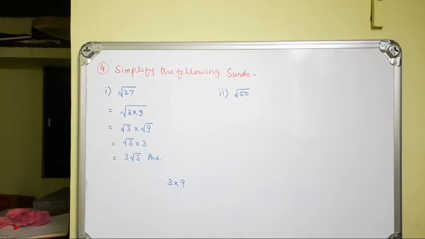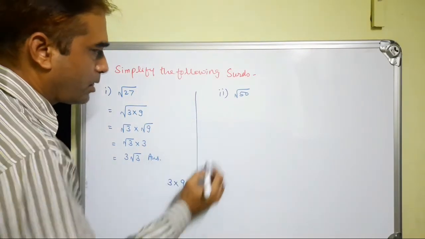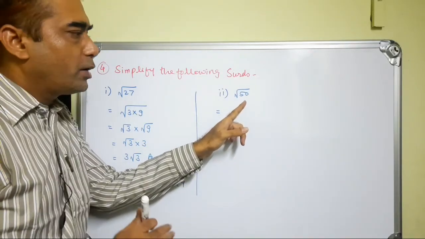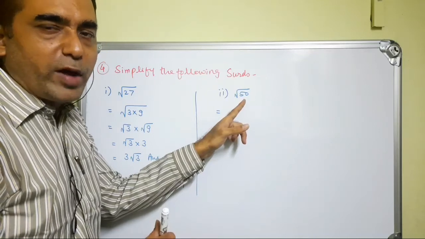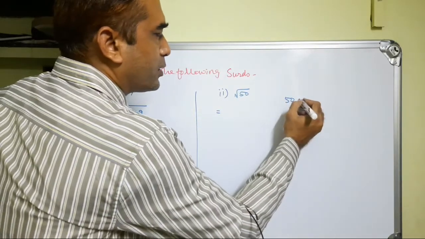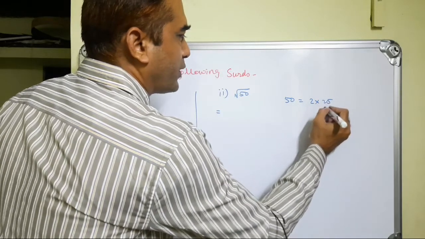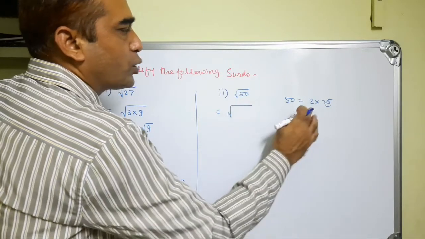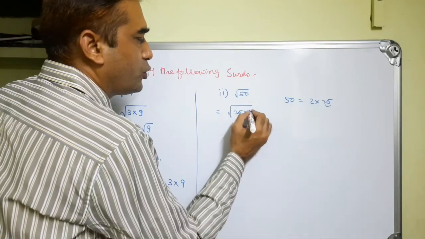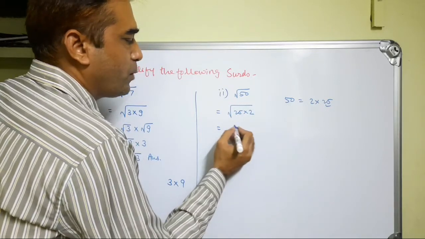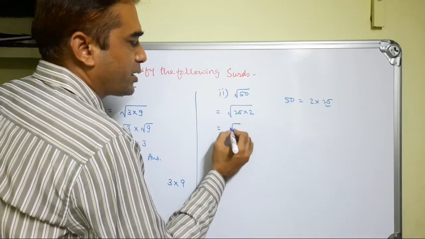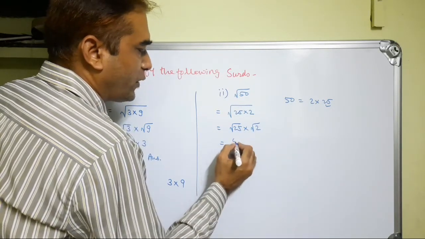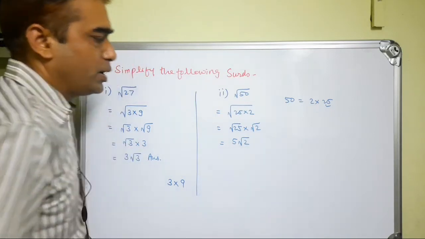Sub question 2. Again we will think what is the factor of 50 which is a perfect square. So the factors of 50 can be written as 2 into 25. Now 25 is the number which is a perfect square, so we can write 50 as 2 into 25, or we will write 25 into 2, the square root of 25 into 2. So we will write the numbers with separate radical signs. So the square root of 25 and the square root of 2, the square root of 25 is 5, so 5 root 2. So this is the simplest form.